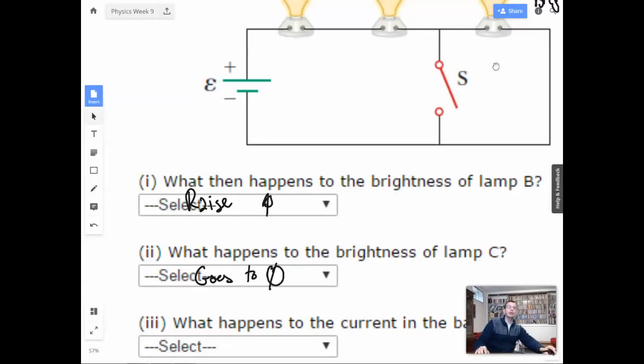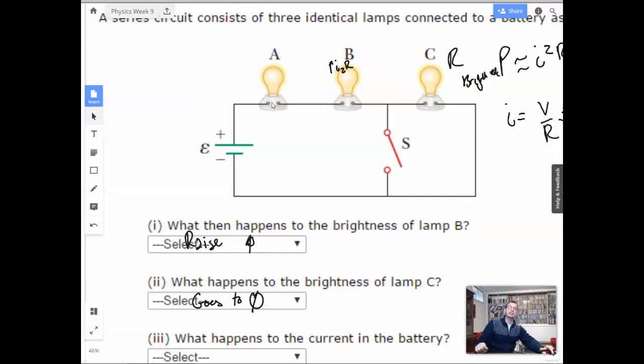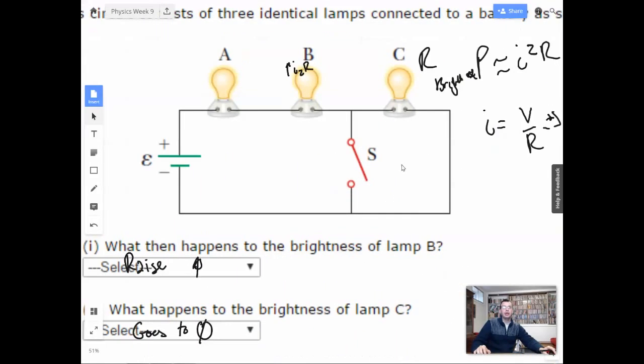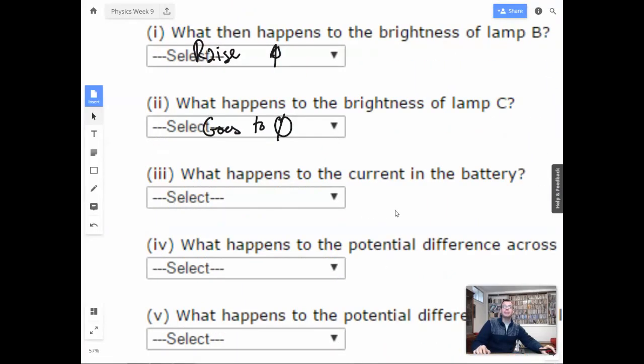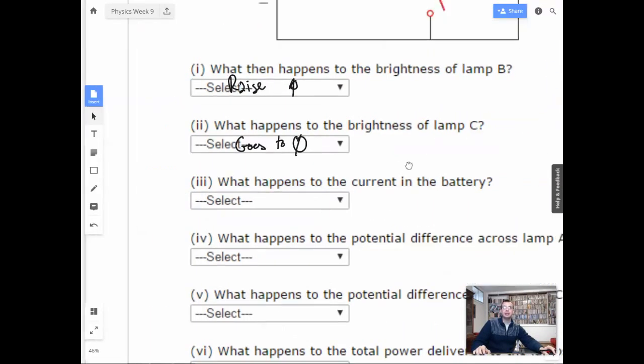So lower to 0, whatever. Because the idea here is current is going to take the path of least resistance. If the least resistance is 0, then all the current is going to take the path of 0. Yeah, path of 0. What happens to the current in the battery?